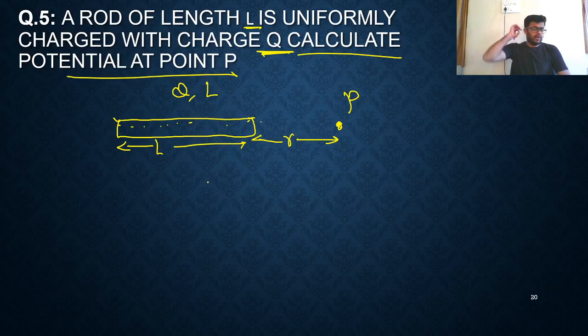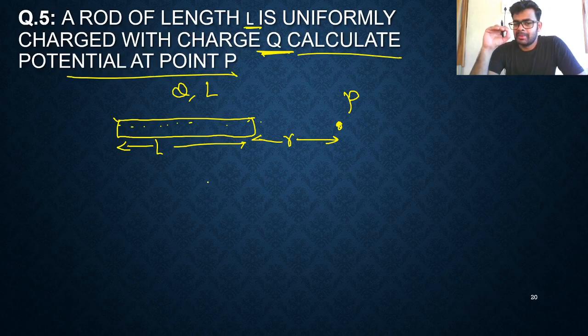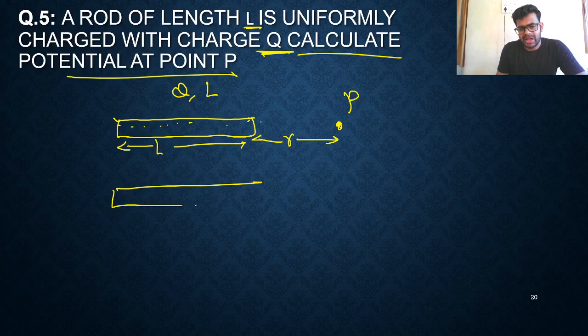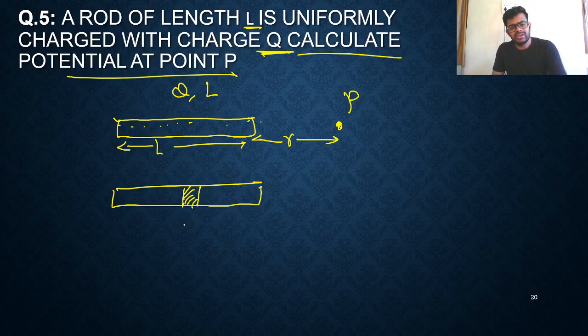Then how can I find this? What do I need to do? Simply speaking, my dear friends, make point charges out of this rod so that the formula will be applicable. For that, I'll just consider a small segment, a very small segment which can act as a point charge, because KQ divided by R is applicable only for a point charge.